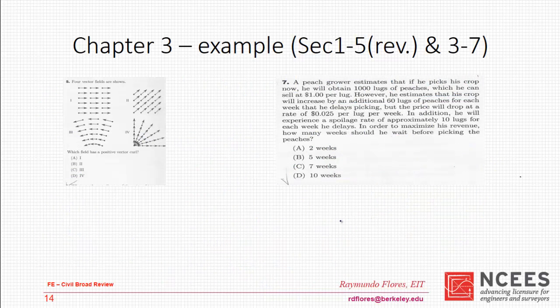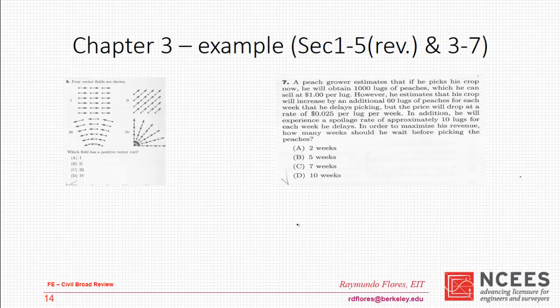Let's go to a stranger example, I guess you can say. This one says a peach grower estimates that if he picks his crop now, he will obtain 1,000 lugs of peaches, which he can sell at $1 per lug. However, he estimates that his crop will increase by an additional 60 lugs for each week that he delays picking. But the price will drop at a rate of $0.025 per lug per week. In addition, he will experience a spoilage rate of approximately 10 lugs for each week he delays. In order to maximize his revenue, how many weeks should he wait before picking the peaches?